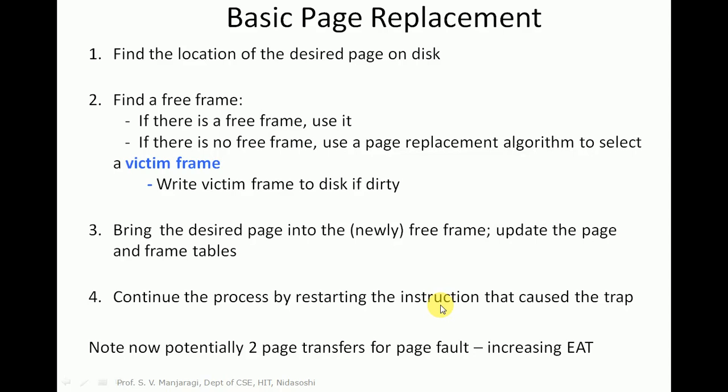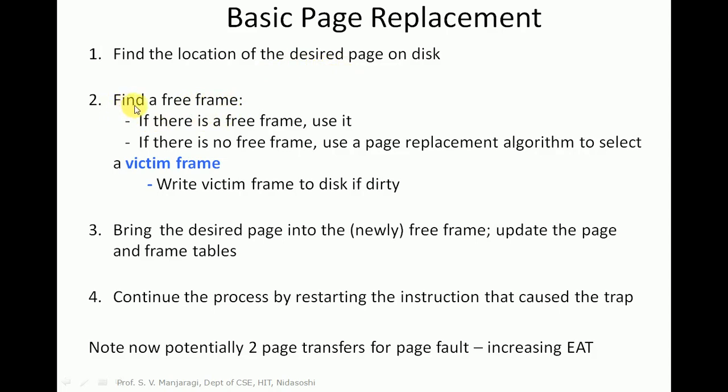Now let us look at the basic page replacement technique or algorithm. First of all, step 1, find the location of the desired page on the disk. The page that you want to bring from disk to the physical memory, we need to locate in the disk. That is step 1. Step 2, find a free frame in the physical memory. If you want to bring a page from the disk into the physical memory, a free frame must be available because that page has to be loaded into that particular free frame.